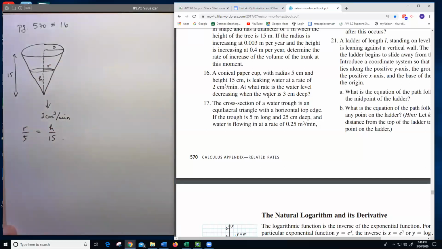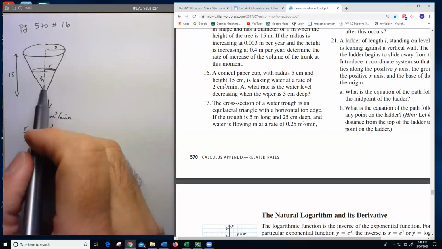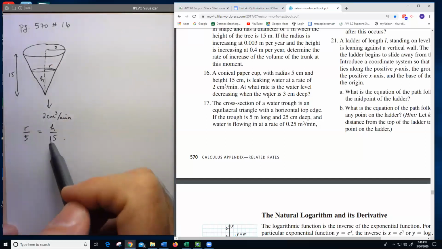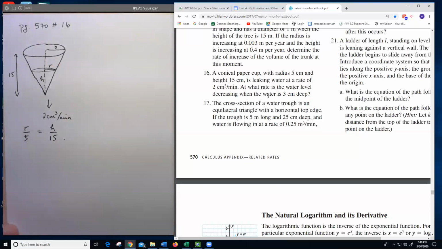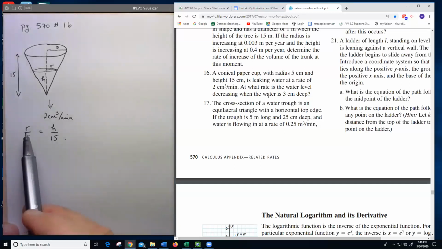Okay, so everybody good with what I did here? Let me know if you have a question on what I did. I just used these similar triangles, and the ratio of corresponding sides is equal regardless. As long as the sides are corresponding, the ratio is going to be the same. All right, no questions? So the question is, do I want to write R in terms of H or H in terms of R?